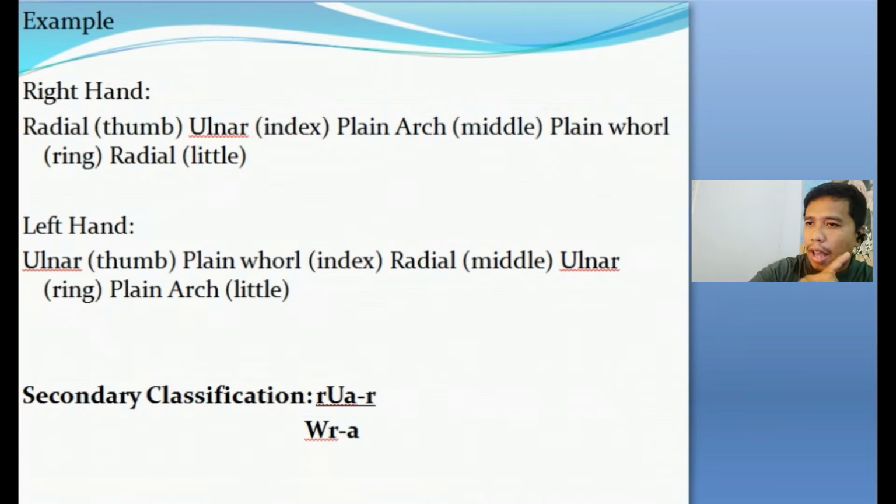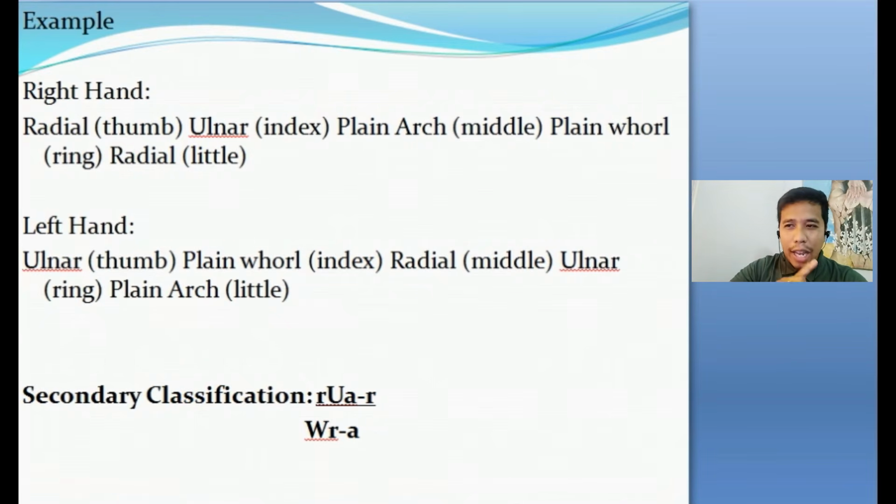So, ang una natin gawin is find out ano yung pattern sa right index tsaka yung pattern sa left index. Yung pattern sa right index is ulnar. Kaya ilagay natin dyan capital U, kasi nasa index eh. So, capital U. Yung left index is plain whorl. So, ano ang symbol? Capital W. So, you have U over W.